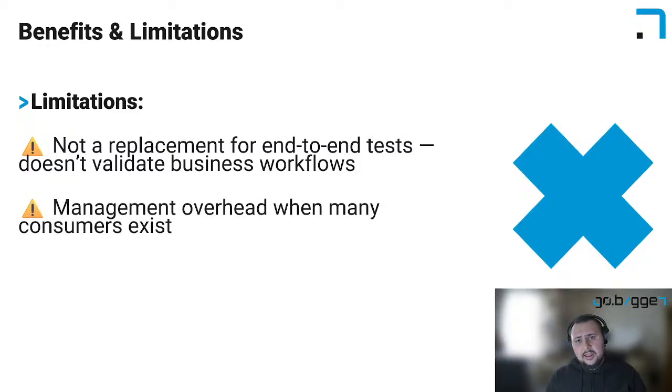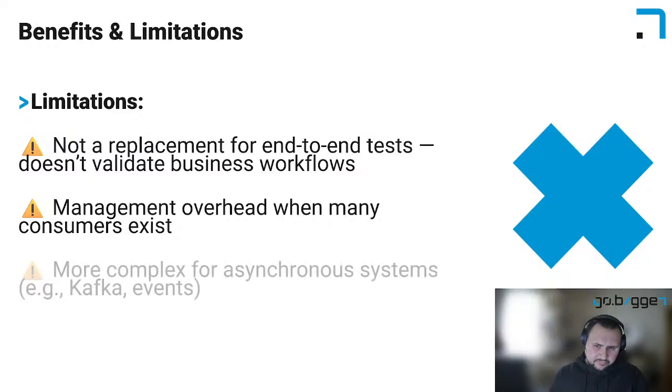There is a little bit of management overhead when you have many consumers. In this case, for example, we could have the situation that we have one backend, but multiple front ends are attached to it. And in this case, we could have more consumers that have different contracts. And that could lead to more overhead because you need to check each and every single contract at the very end, which could be really, really time consuming.